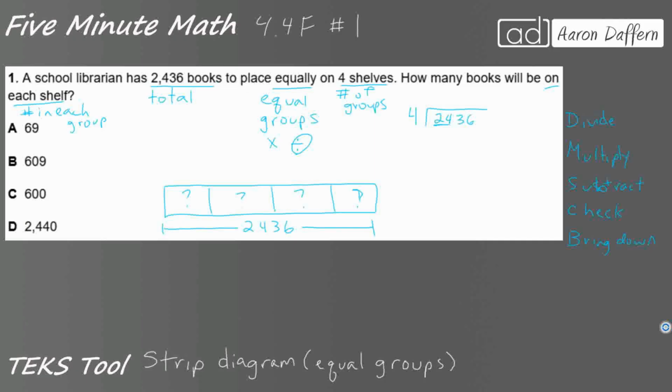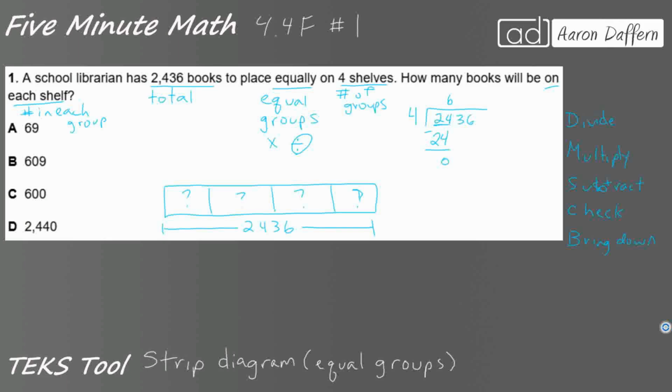So we're going to divide 4 into 24 as many times as possible without going over. You have to know your multiplication facts. Actually goes in evenly, perfect, 6 times. So now we multiply. 6 times 4 makes 24. We are ignoring the 3 and the 6. We'll get there in a moment. So we subtract next, and that leaves you 0.